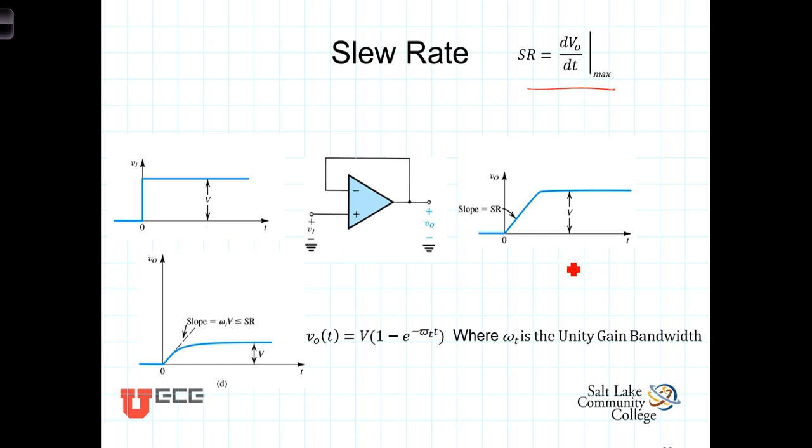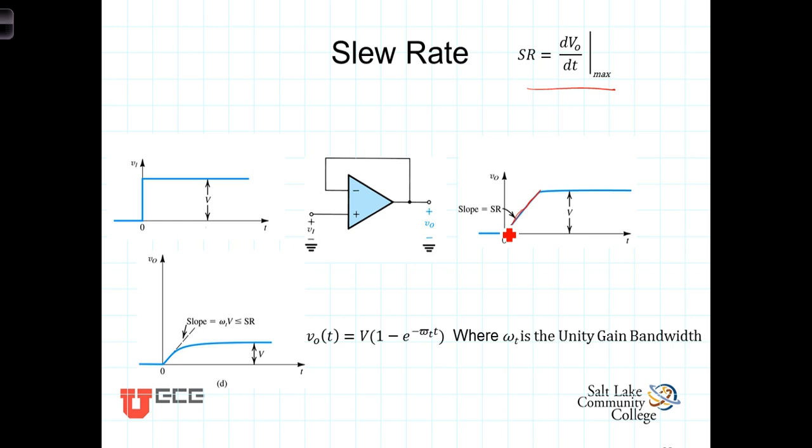The output of the op-amp cannot change instantaneously, but it will change as quickly as it's able to. The output will look something like this, where the output is changing as quickly as it can, and the slope of that line is known as the slew rate. The slew rate is typically specified in volts per microsecond.